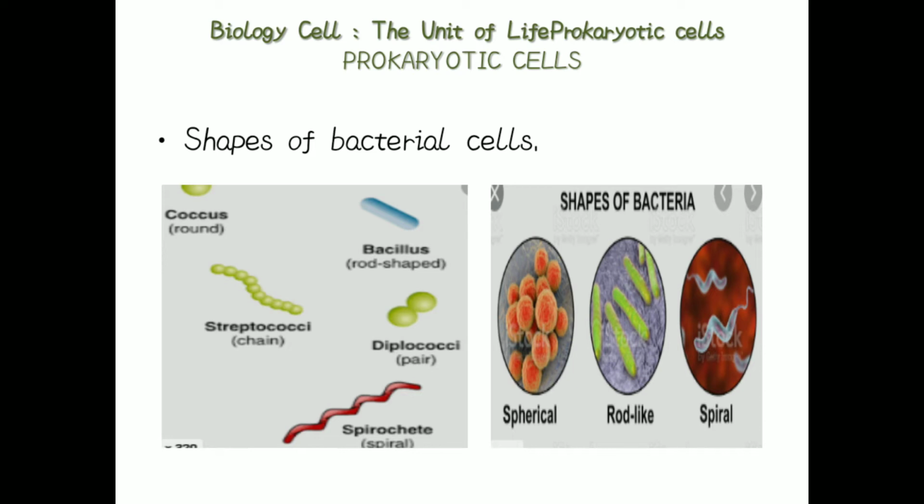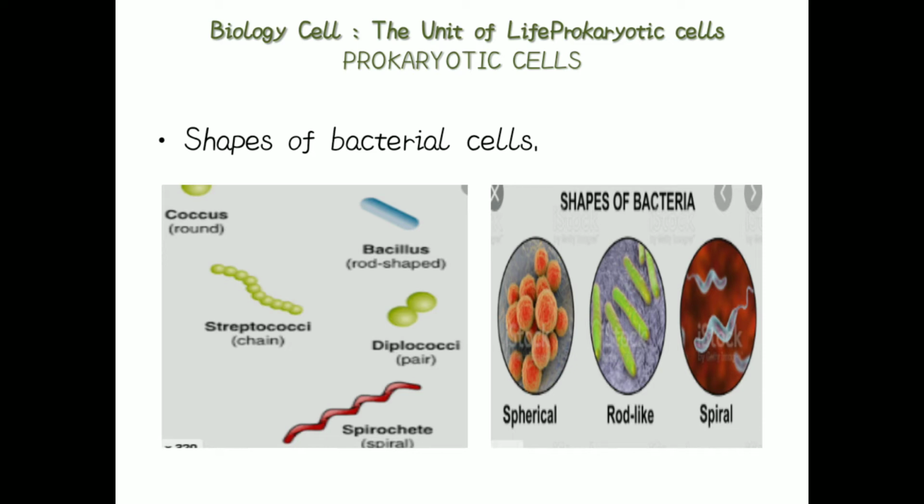There are two types of cells, depending on the presence of nucleus, whether the nucleus is present or not. On this basis, the cells are classified into two types, that is prokaryotic cells and eukaryotic cells. Here I have shown some of the prokaryotic cells.